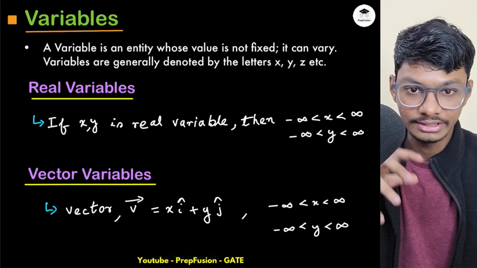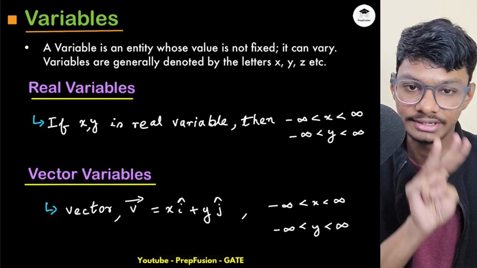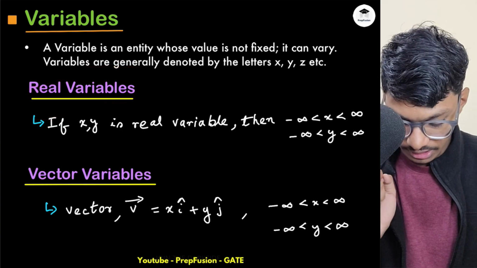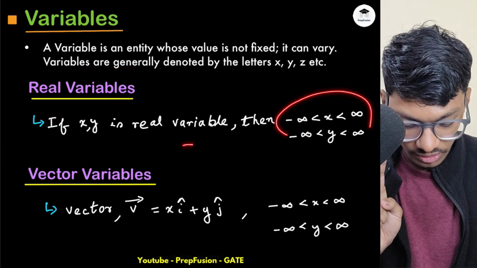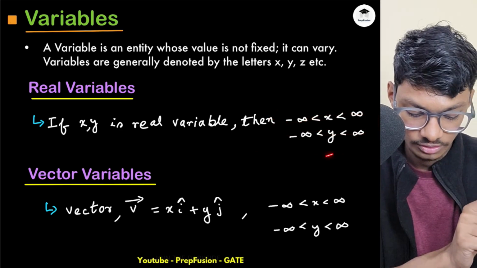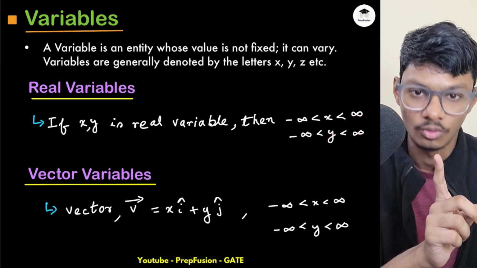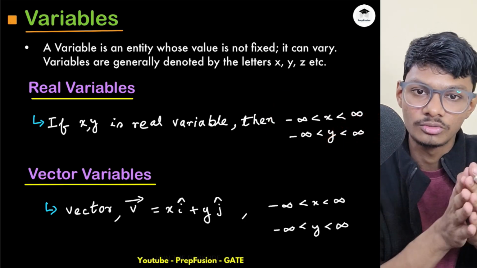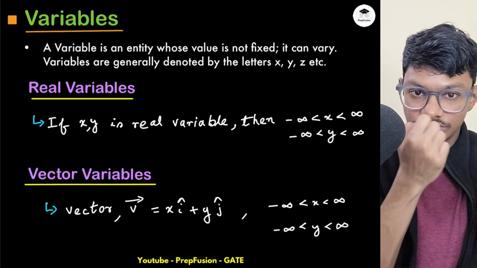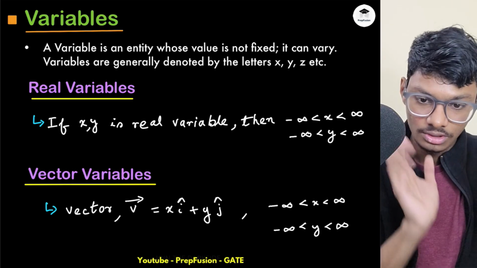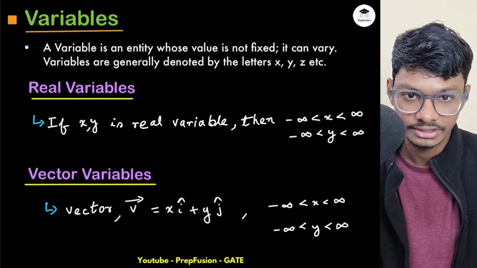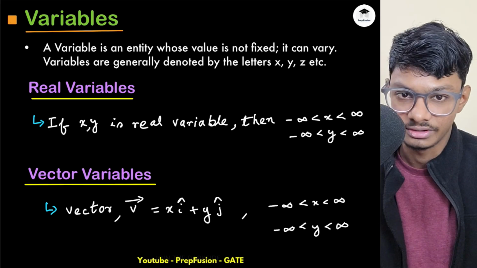So now let us define the types of variables. We have mainly three types of variables, right? Real variables. What are real variables? If x and y are real variables, then x will vary from minus infinity to plus infinity, and y will vary from minus infinity to plus infinity. All of them should be real quantities. I hope you understand what real and complex numbers mean. Complex is another form, which involves the square root of -1. When these are real, they will only lie in the real domain.